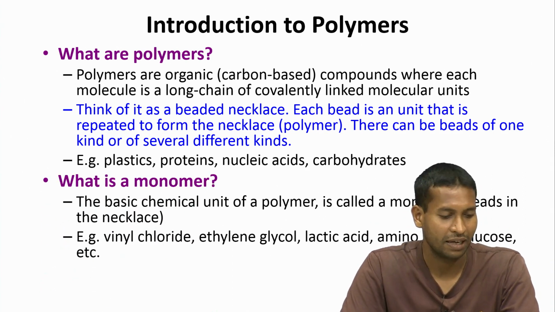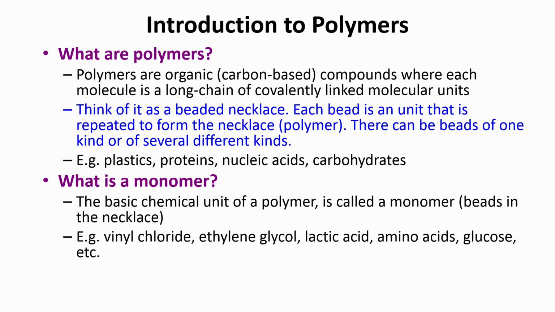And what is a monomer? When we talk about polymers, monomers inherently come into discussion. A monomer is a basic chemical unit of a polymer, which means that these are essentially those beads in the necklace. If a polymer is a necklace, then the individual beads are the monomers. Some examples which are very widely used are amino acids, which are found in proteins, glucose, found in all kinds of carbohydrates and sugars, and some synthetic monomers like vinyl chloride and ethylene glycol, and we will discuss them again in more detail as we go on.